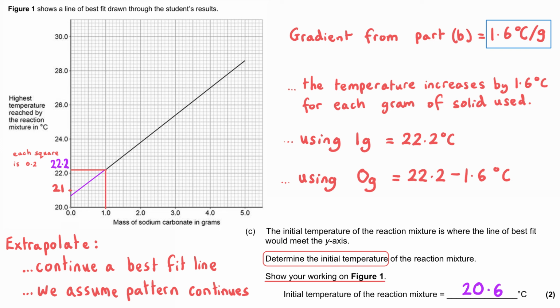They have said show your working on figure 1. And so to do that, you would need to read off the 22.2 value and then subtract 1.6 from it. And that would get you the first marking point. And the second marking point would be the initial temperature.